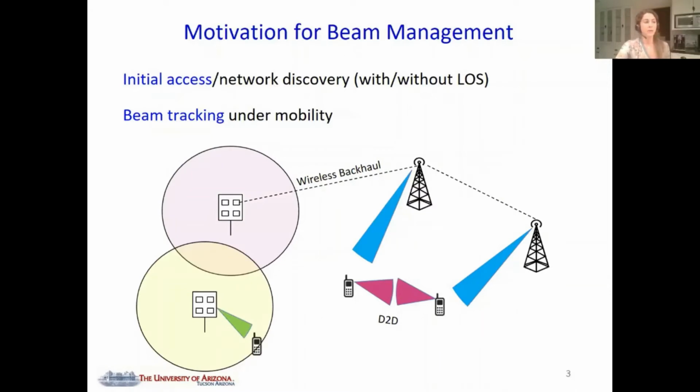That, of course, means that whenever a new UE enters the system, or whenever a UE moves within the cell or from one cell to another, this incurs a large overhead to the system. So today we will be focusing on beam tracking, and we will look into designing intelligent beam tracking techniques.